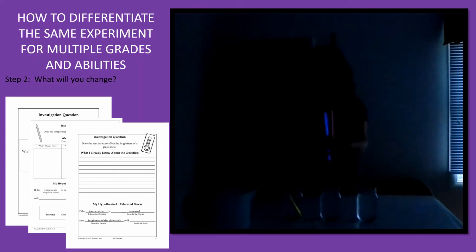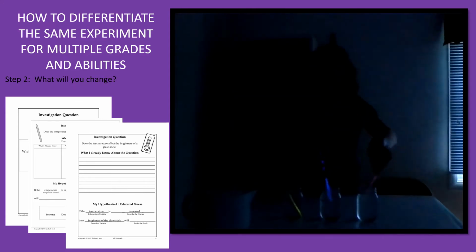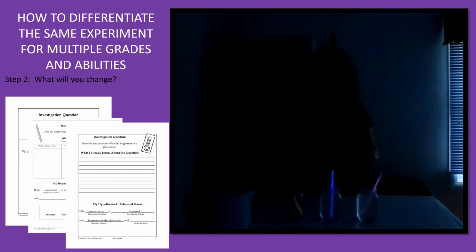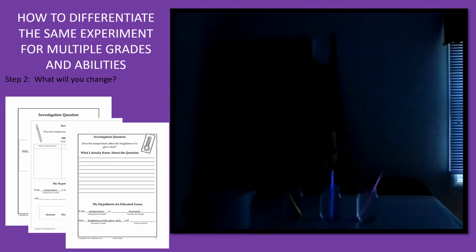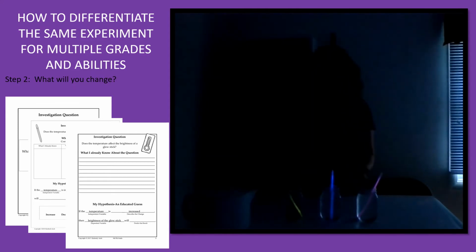And then you can even compare here that the blue is glowing a little bit brighter than the one that's in the cold water. The yellow is glowing brighter than the one that is in the room temperature water. So a great change that the kids will notice. So you come up with the changes for each grade level.